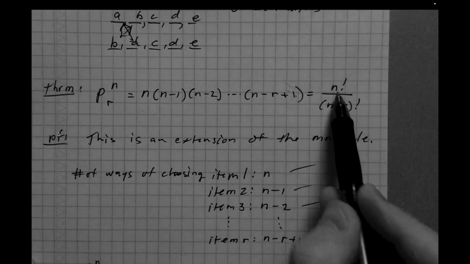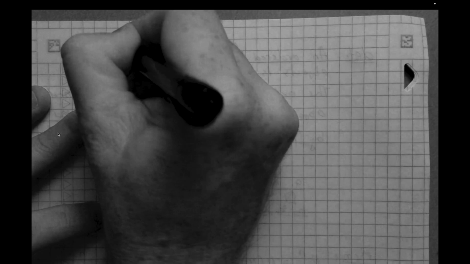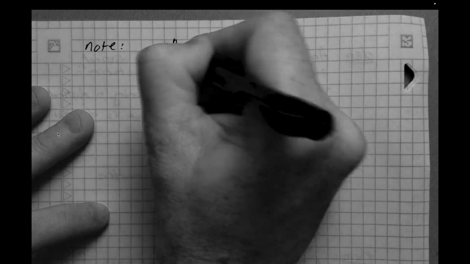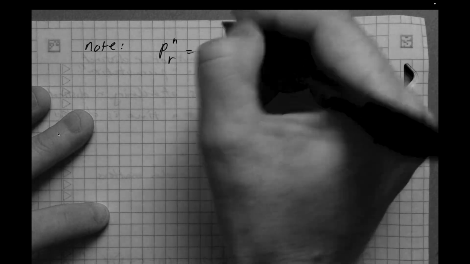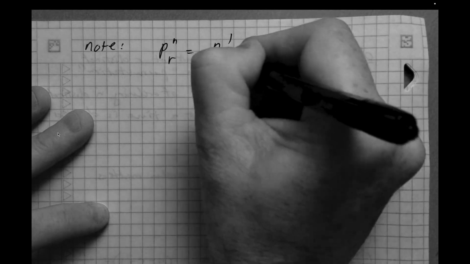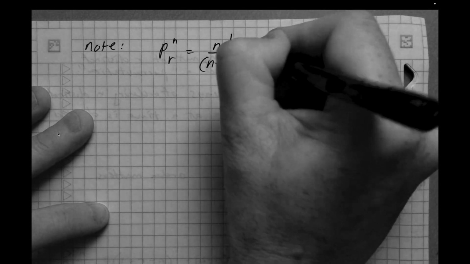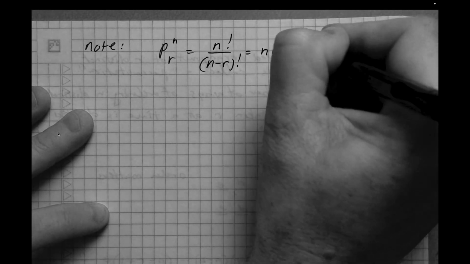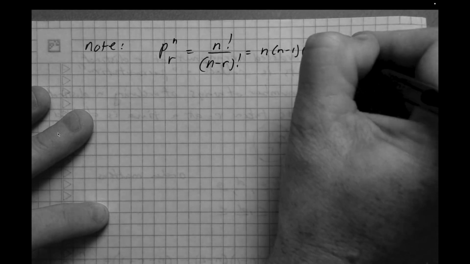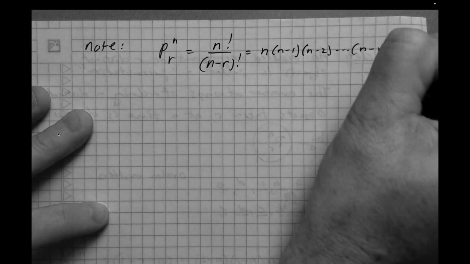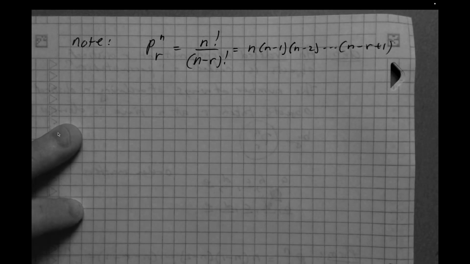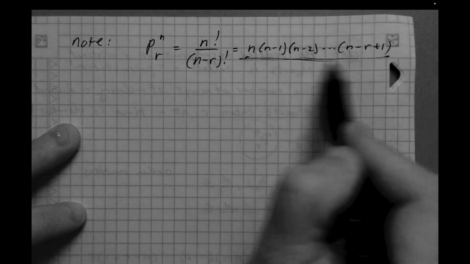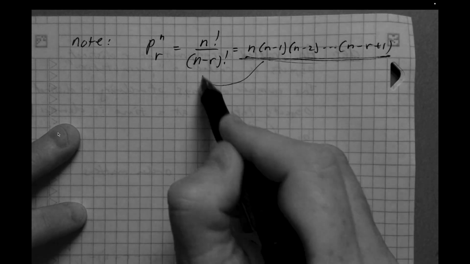So how do we get from here to here? Well, let's do that quick. What we're trying to show here is that P(n,r) is equal to n factorial over n minus r factorial, which is just n times n minus 1 times n minus 2 dot dot dot n minus r plus 1. We've already got to this piece using the mn rule, but how do we show that that's equal to this?